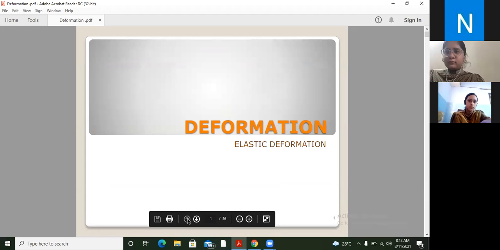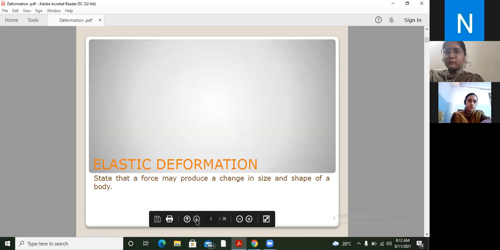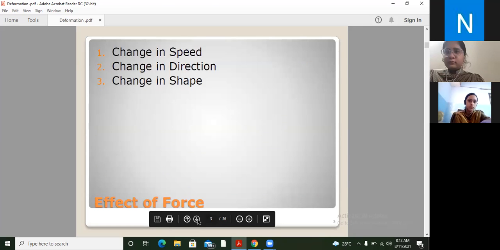Okay, we are going to start deformation, elastic deformation. Now what is a deformation? You can understand it by the name. Deformation is a change in shape or size due to the external forces. So state that a force may produce a change in size, shape of the body. So due to the effects of the forces, we have a final change in the body in the shape, size, or the speed.